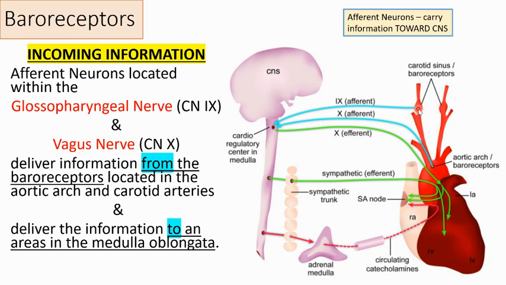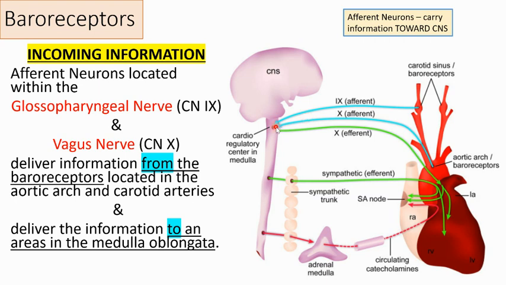This is the carotid artery right here, and this is the aortic arch, and this is where your baroreceptors are. Those baroreceptors are going to travel to the cardioregulatory center of the medulla oblongata. So they're all targeting this area right here of the medulla oblongata. They're coming in by way of cranial nerve number 9 and cranial nerve number 10. Cranial nerve number 9 is the glossopharyngeal nerve, and cranial nerve number 10 is the vagus nerve.